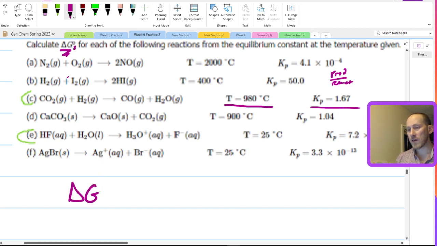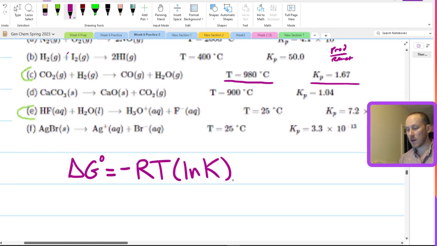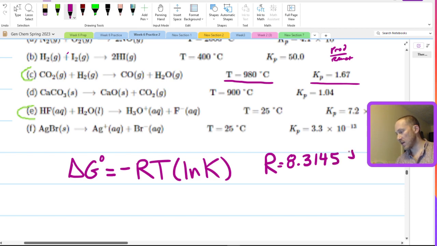So we're looking for delta G standard, and as we discussed a few minutes ago, if you rearrange that other equation for when you're at equilibrium, that is how you solve for delta G. The one thing to be careful about is that R has many identities based on the units you're using, and this is probably the most common one.